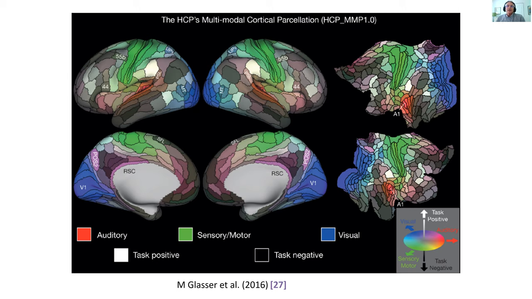Yeah, some of these areas, like this one, for example, are long and thin. So they might have sub areas. It might not be straightforward to treat these long, thin areas as a single region. Yeah, I agree. I think that's one of the things that's really inspiring about this Human Connectome Project parcellation, is that it kind of gives the sense that we might be getting to a level where we could estimate activity at the level of these cortical areas.